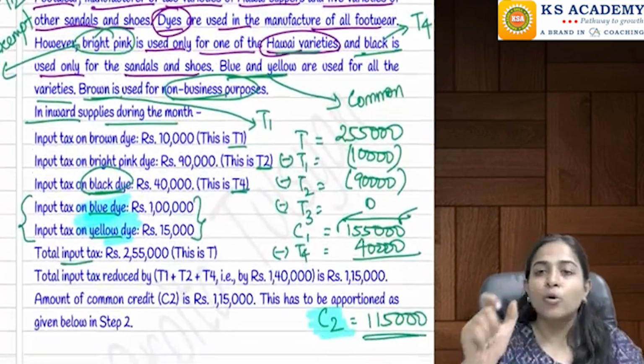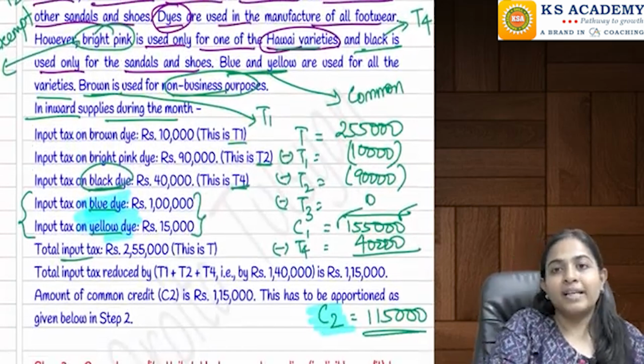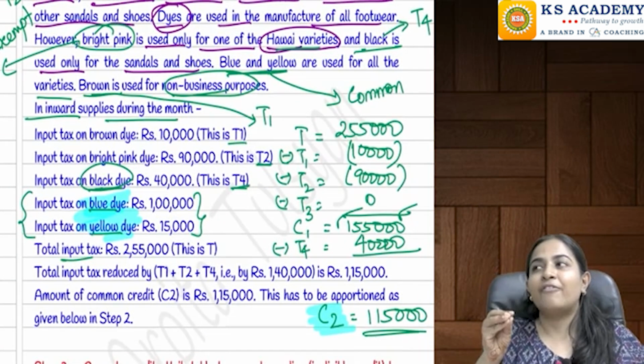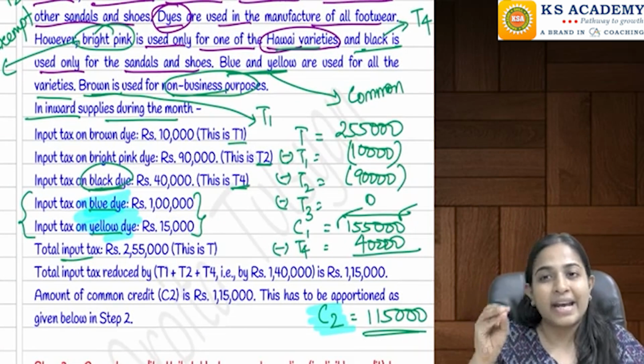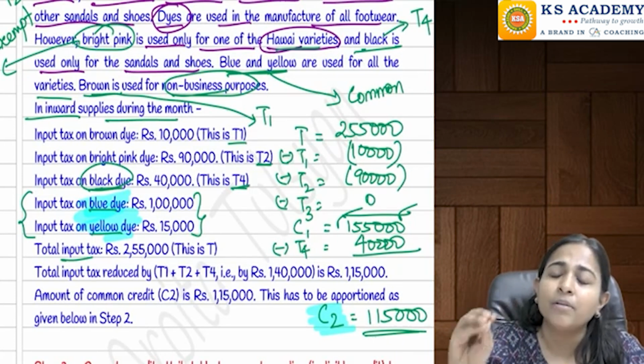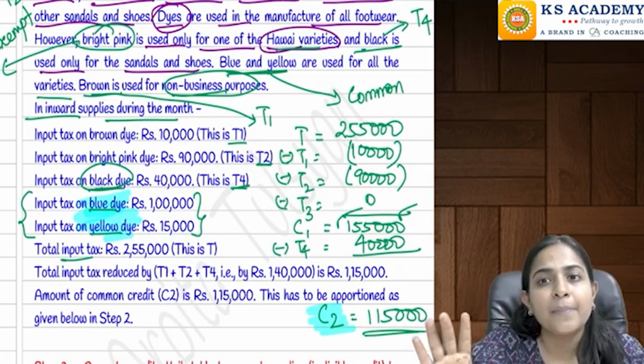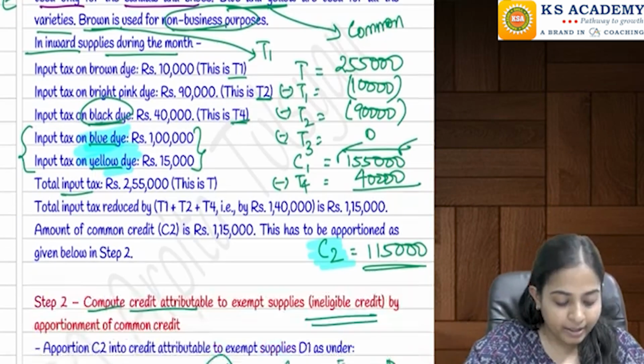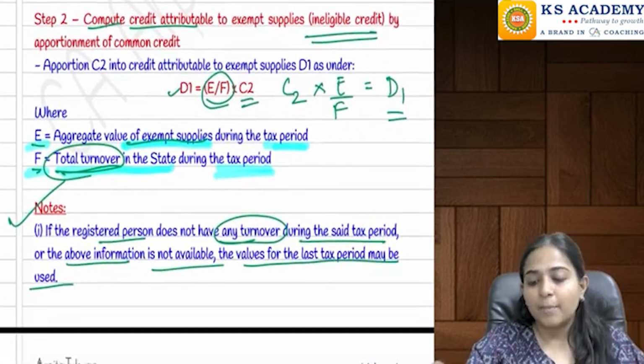Out of this C2, this common credit, can I say we will have to reverse some amount which goes for exempt supplies and which goes for personal purpose? Yes. Now how to do that? Okay, come to step number 2. Everyone here, come to step number 2.